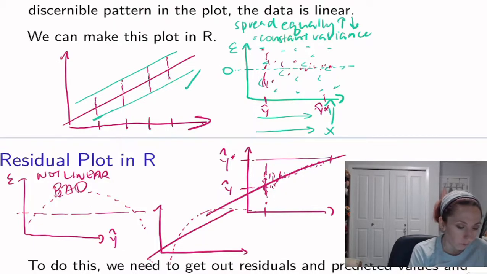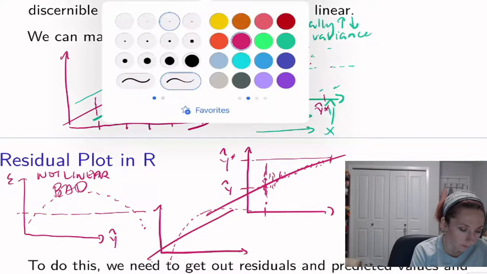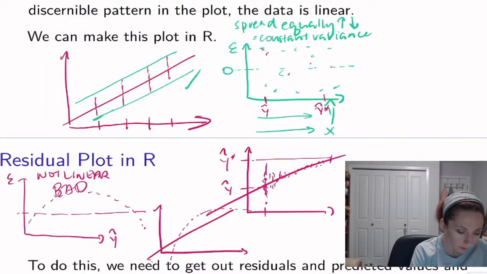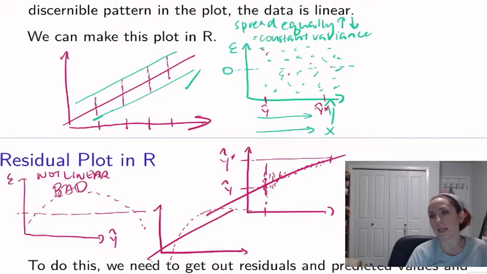Whereas this one, if we again pretend we're just looking at the green stuff and not the pink stuff, I have no discernible pattern. That would be an indication that we actually had a linear relationship. We don't want any systematic patterns in our error terms. Otherwise, that would suggest a specific deviation from our line.